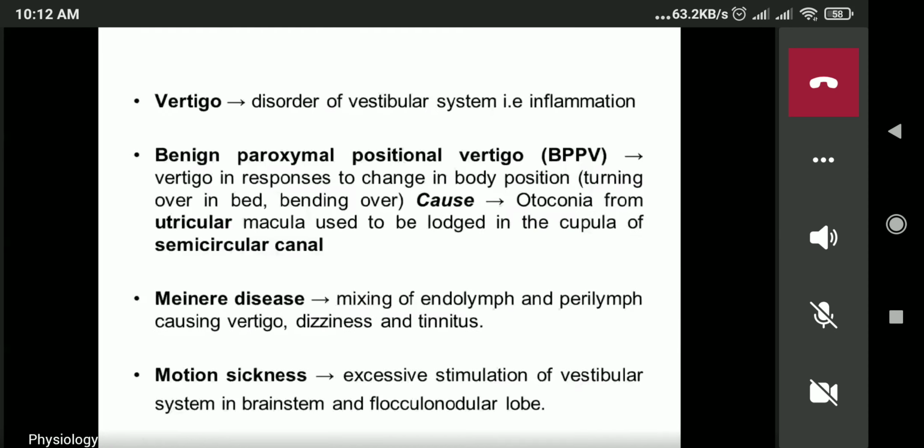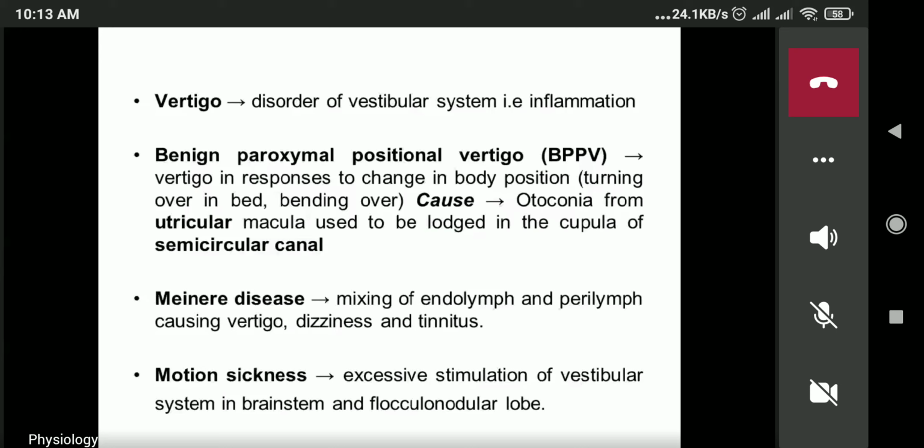Then comes vertigo. What does vertigo mean? I am in a stable position and my surroundings are in a stable position. All of a sudden, it seems that I am stable but the surroundings are moving. That is called vertigo. What may be the cause of vertigo? A disorder or inflammation of the vestibular system may cause vertigo.